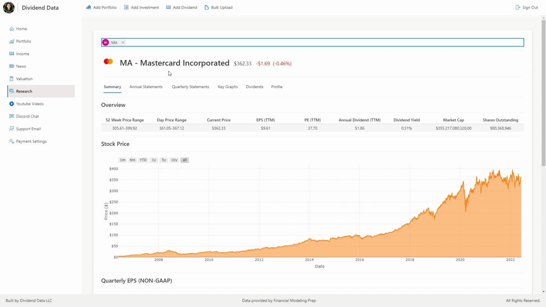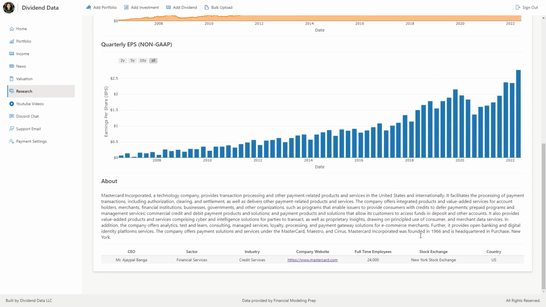MasterCard, ticker symbol MA, was founded in 1966 and is the second largest digital payment network in the United States and globally.